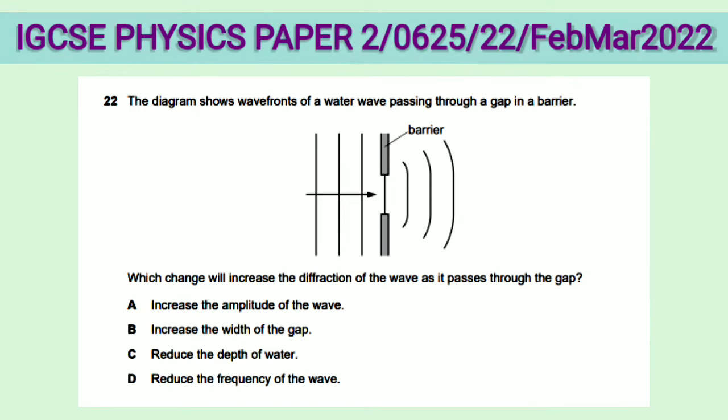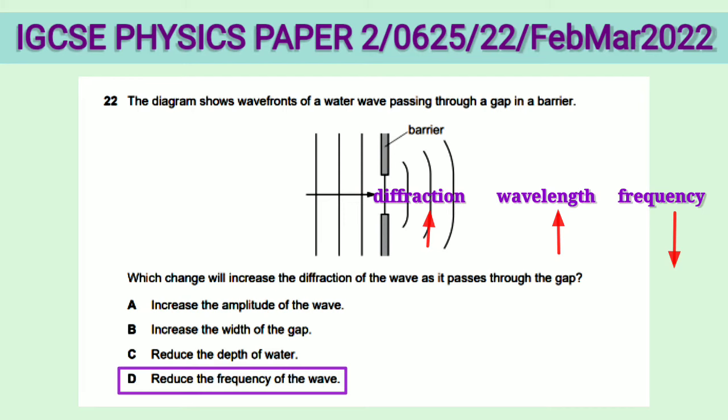Question 22. The diagram shows wavefronts of water passing through a gap in a barrier. Which change will increase the diffraction of the wave as it passes through the gap? Diffraction will increase if wavelength is increased, and wavelength will increase if frequency is reduced. So correct answer here is option D. Reduce the frequency of the wave. Frequency and wavelength are inversely proportional. Reduction in frequency causes increase in wavelength, which in turn causes increased diffraction.